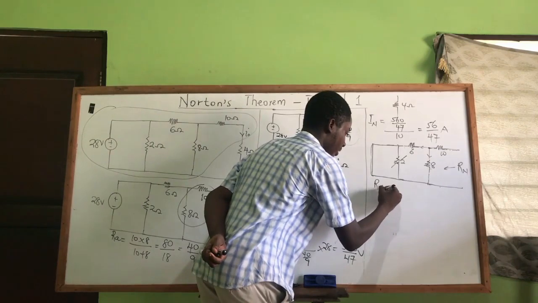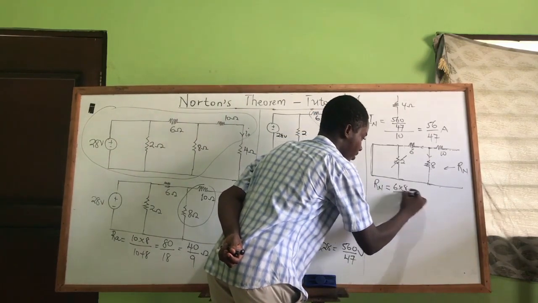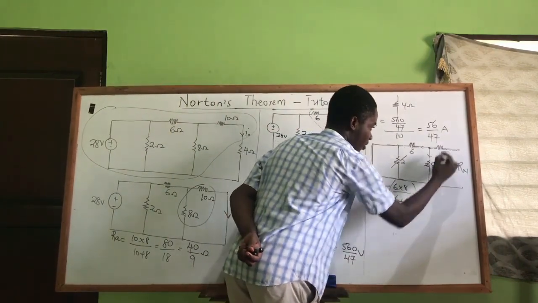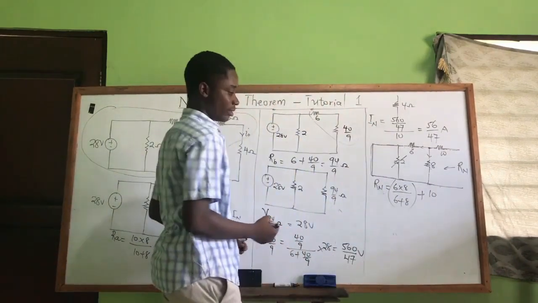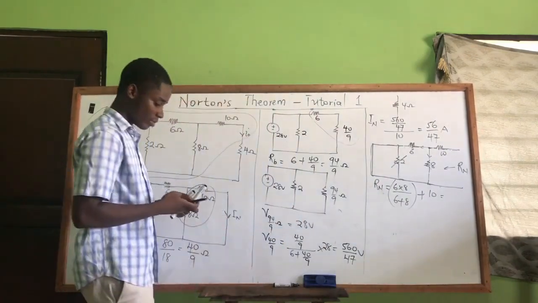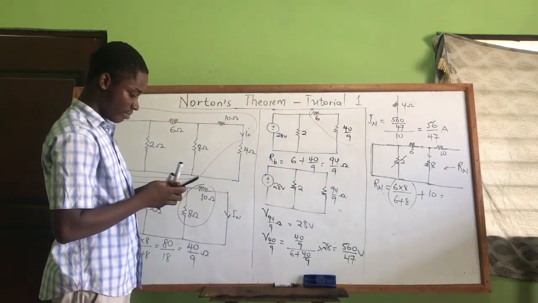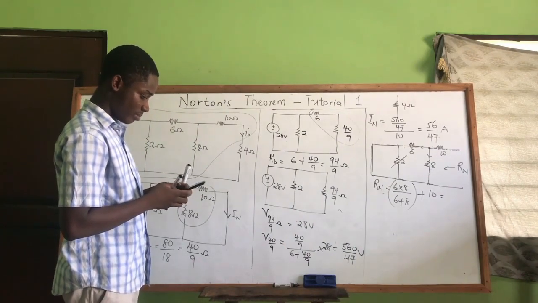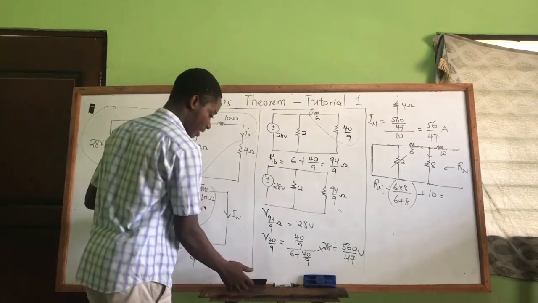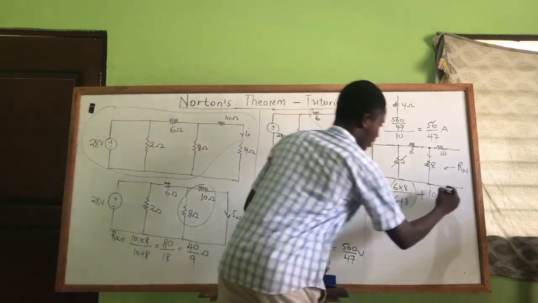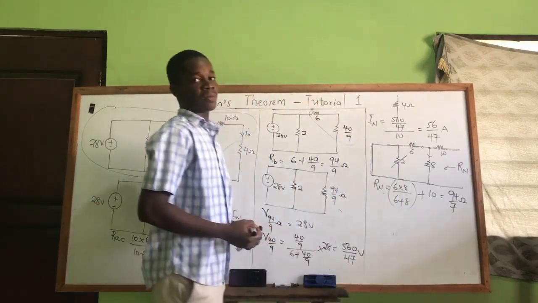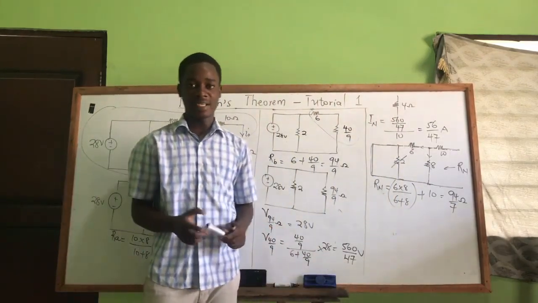So our RN is what? 6 by 8 over 6 plus 8, the equivalent in series with what? The 10. So let's punch it together. We have 6 by 8 over 6 plus 8, plus 10. And that gives 94/7 ohms. So we've calculated for IN and RN.